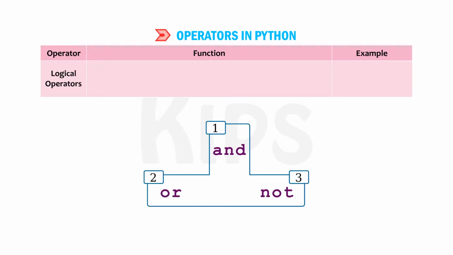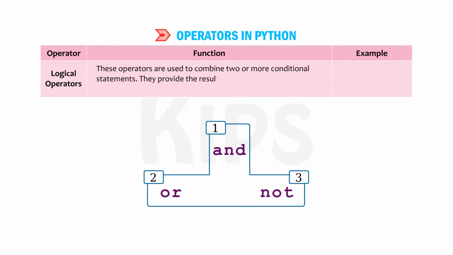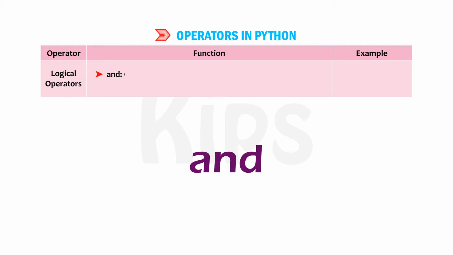Logical operators. These operators are used to combine two or more conditional statements. They provide the result in the form of true or false. These are of three types. And gives the result true if all the specified conditions are true.